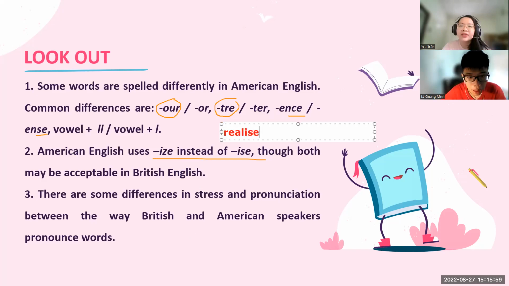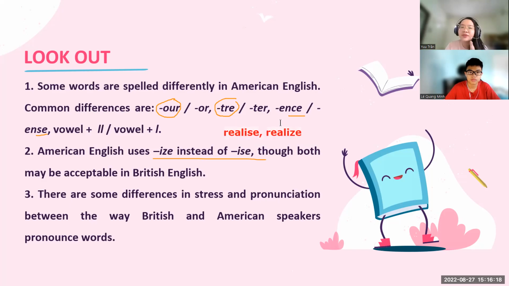Do you know the word realize, right? Yes. Okay, realize, and sometimes you will also see the word realise written like this. Both are correct. The ending SE belongs to British English and the ZE ending belongs to American English. So there are many differences when it comes to spelling, right?